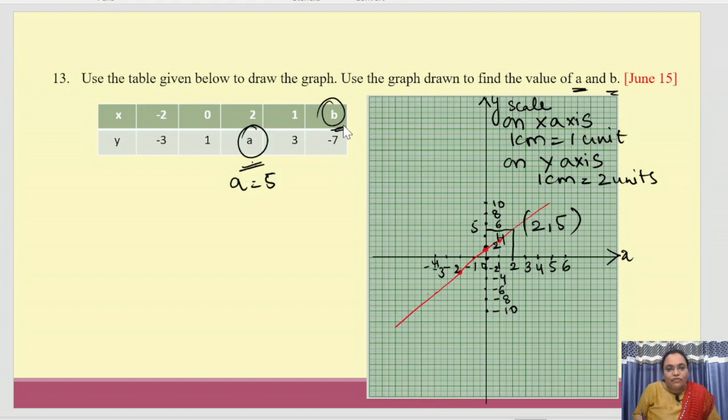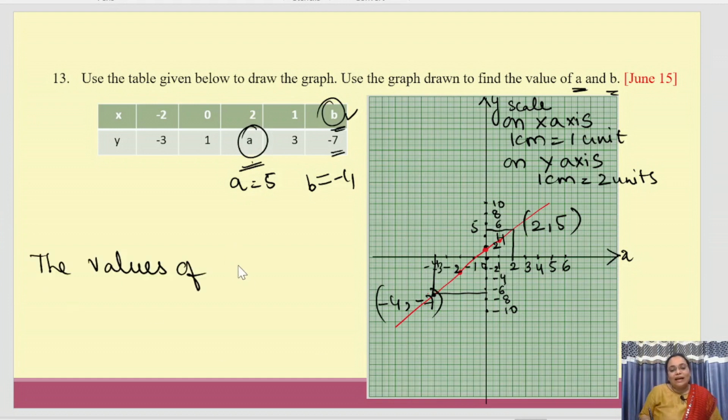In the same way, we need to find the value of b here. They have given us y is equal to minus 7. So, where is minus 7? The minus 7 value is here. So, this is minus 7, right? This is minus 7 and it is also meeting minus 4. So, the value of b is minus 4. B is equal to minus 4. The coordinates will be minus 4 and minus 7.